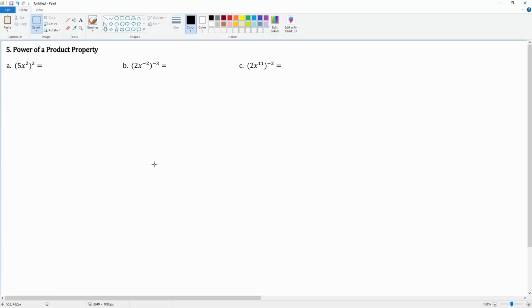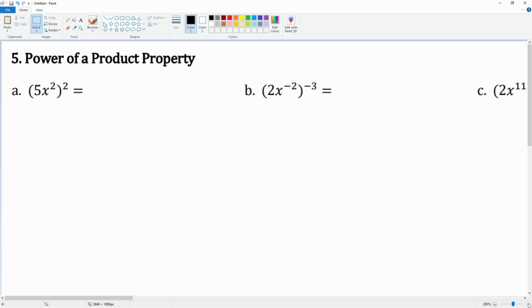Here we have a power of a product property, but this time there's also a variable in front that we have to deal with. We know that we have to distribute this exponent into both terms. So the 5 and the x squared term. So we have that 5 here, and now we distribute that 2. Then we have that x squared. Now we distribute. So we're going to multiply it by a 2 here.